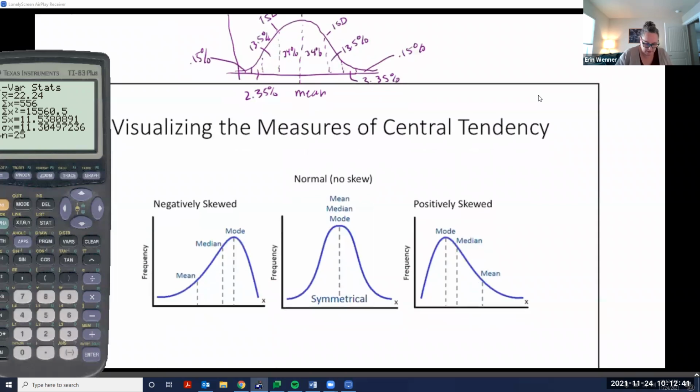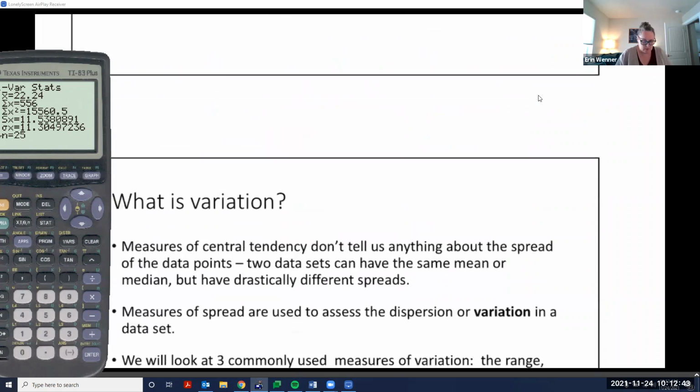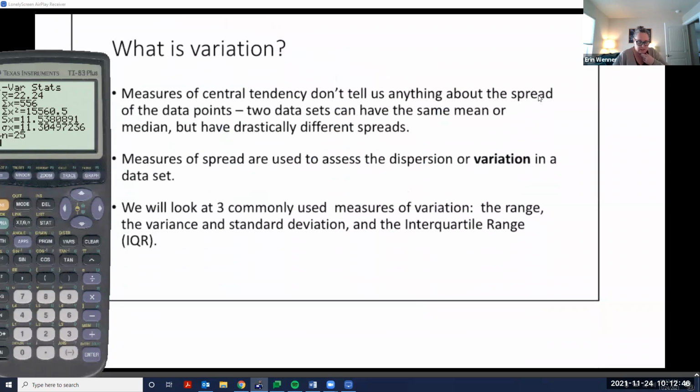So what is variation? Measures of central tendency don't tell us anything about the spread of the data points. Two data sets can have the same mean or median, but drastically different spreads. Measures of spread are used to assess the dispersion or variation in a data set. We look at commonly used measures of variation: the range, the variance, the standard deviation, and the interquartile range. We'll talk about IQR later.